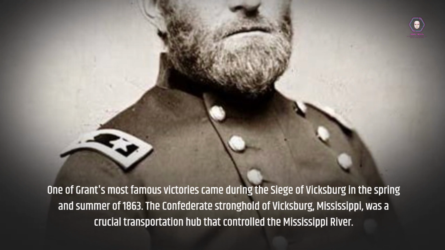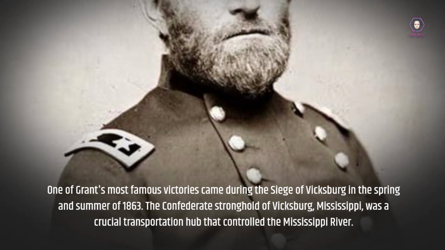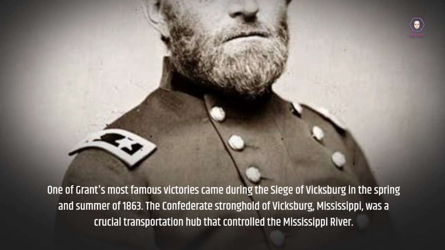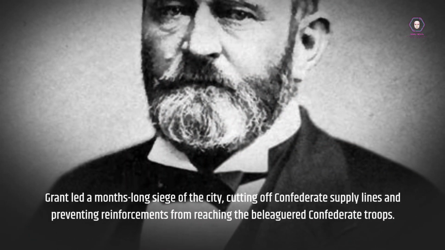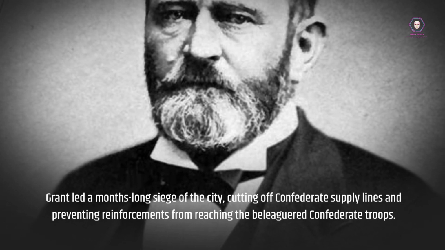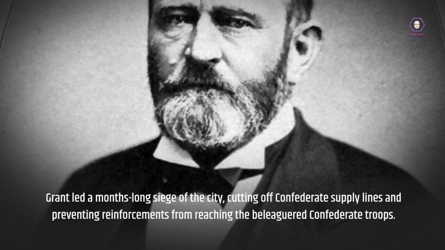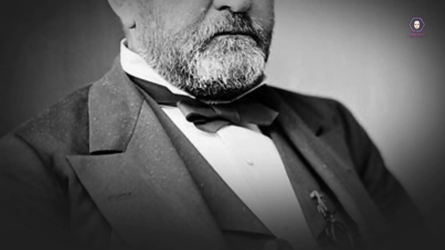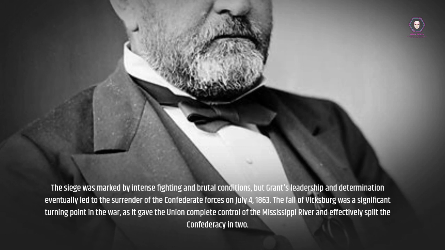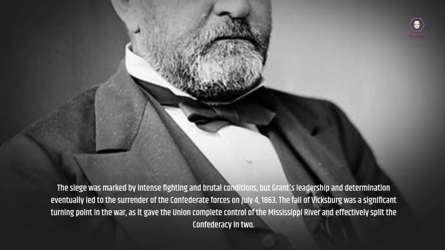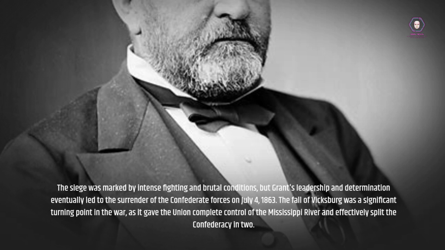The Confederate stronghold of Vicksburg, Mississippi, was a crucial transportation hub that controlled the Mississippi River. Grant led a months-long siege of the city, cutting off Confederate supply lines and preventing reinforcements from reaching the beleaguered Confederate troops. The siege was marked by intense fighting and brutal conditions, but Grant's leadership and determination eventually led to the surrender of the Confederate forces on July 4, 1863.